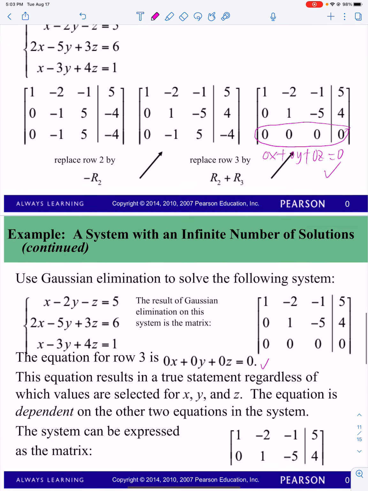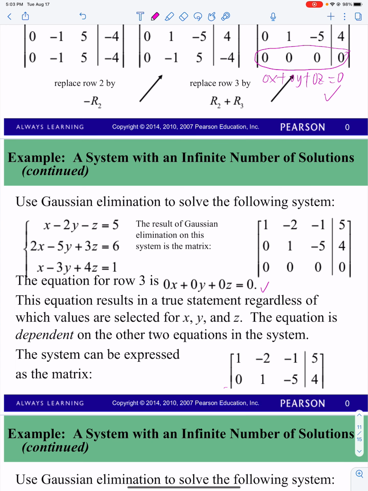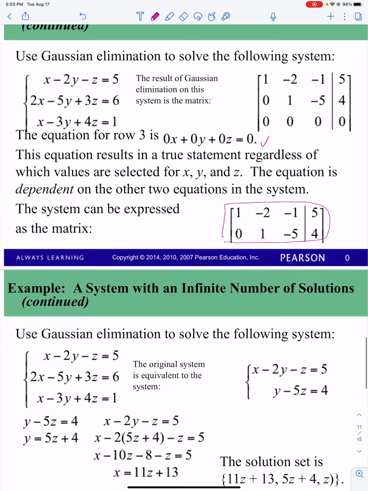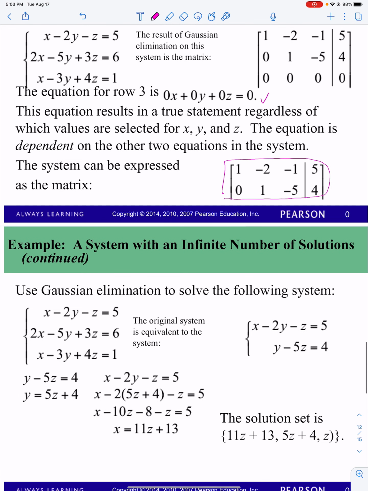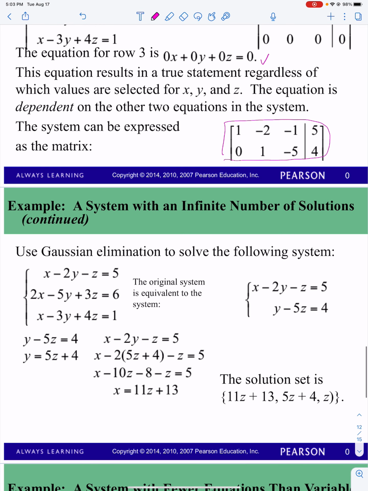So the third row is fine. We only have 2 equations, but we have 3 variables. So how could you solve 2 equations when you have 3 variables? What will you do? When you have z in one equation and z in another equation, z is called what? We were introduced to it: a free variable.